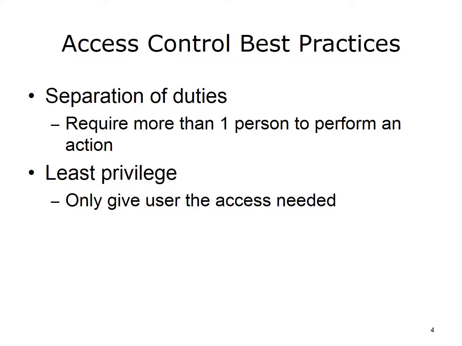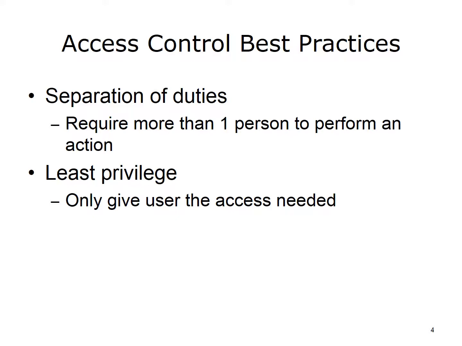Slide 4. There are a couple of things to keep in mind as you are providing access to users. The first is separation of duties. No one person should have access to perform an action that could lead to fraudulent activity. For example, there should be multiple people involved in the payroll process. There should be an individual who verifies an employee's hours, another who issues the paycheck, and a third who signs the check.